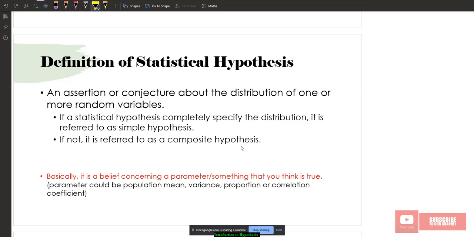The definition of a statistical hypothesis is an assertion or conjecture about the distribution of one or more random variables. If a statistical hypothesis completely specifies the distribution, it is known as a simple hypothesis. If not, it is referred to as a composite hypothesis. So if the hypothesis has specified the distribution, it is called a simple hypothesis. If not, then it is called a composite hypothesis.